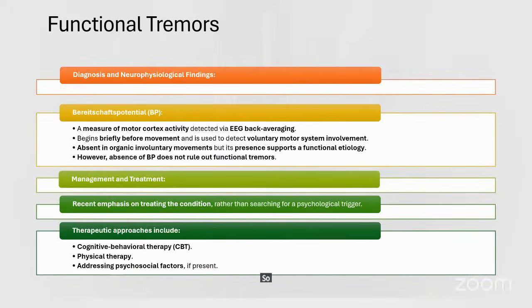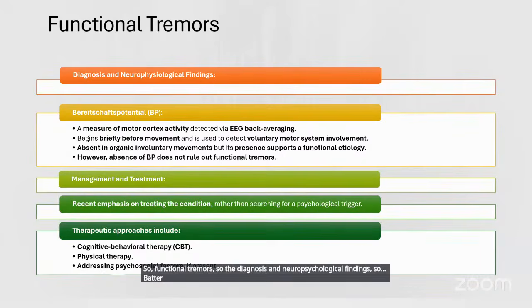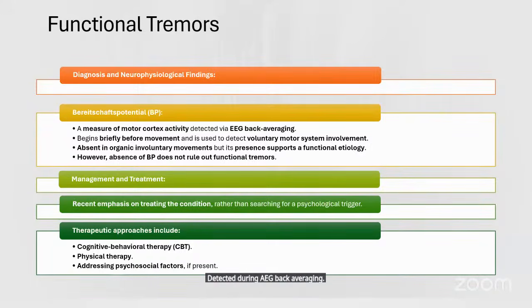So functional tremors, the diagnosis and neuropsychological findings. The bereitschaftspotential is a measure of motor cortex activity detected during EEG back averaging. It is absent in organic involuntary movements, and if it is present, it supports the functional etiology. However, the absence of this potential does not rule out functional tremors. So the management is cognitive behavioral therapy or physical therapy or removing the psychosocial issues of the patient.